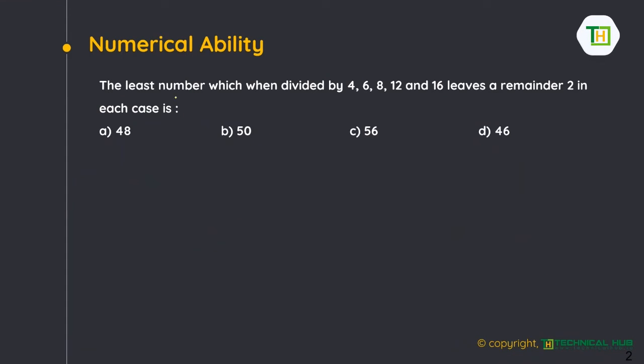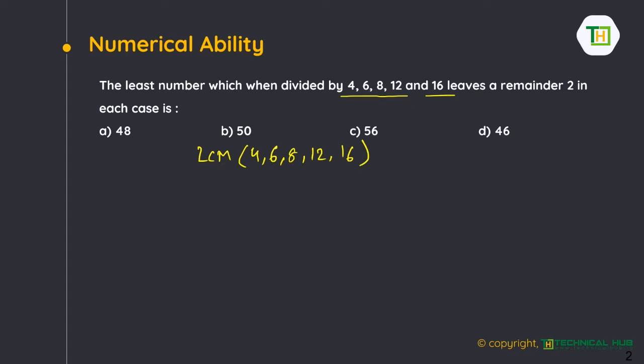See here, the least number which when divided by 4, 6, 8, 12, and 16 leaves the remainder 2 in each case. Whenever any number is divisible by a group of numbers, first of all, we have to calculate the LCM of those numbers. If any number is divisible by all these numbers, that number must be divisible by the LCM of those numbers.